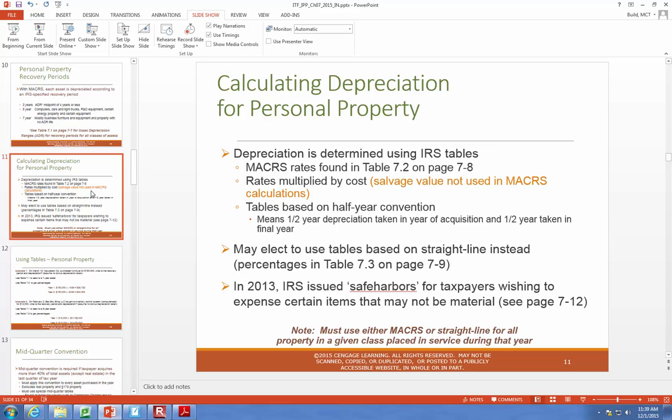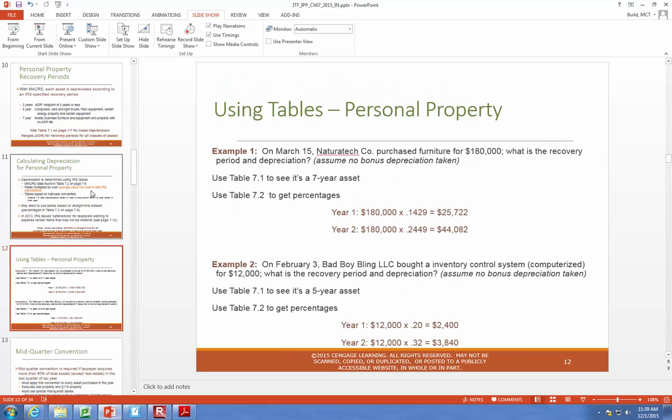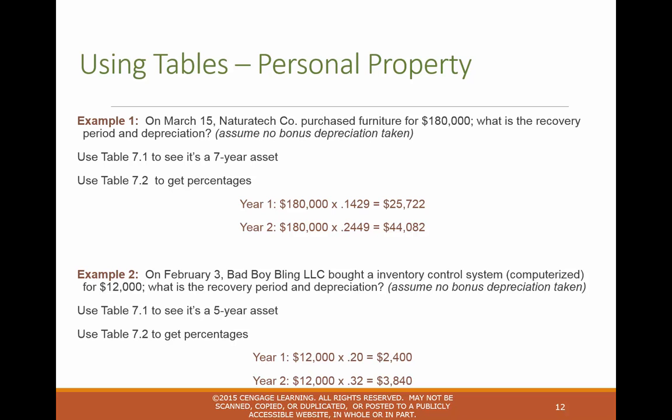So how many years do you think it goes over? Yep, office furniture 7. And then it's really just a matter of going to the tables, isn't it? And picking out the percentages. So when it's something that's easy to find on the tables, it's not that complicated.